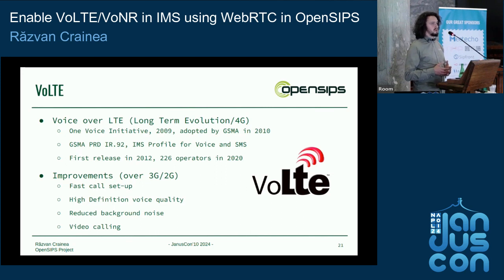The ability to route calls over IP instead of packet switched networks, and mainly because it brings a lot of improvements over 3G or 2G networks, such as fast call setups. You have lower delays and low latency on 4G networks. High definition voice quality, so basically you can make calls with different or better codecs than GSM. You can also have video calling, whereas in traditional phone systems, you don't have it. And you can, for example, reduce background noise because you have lower latencies.